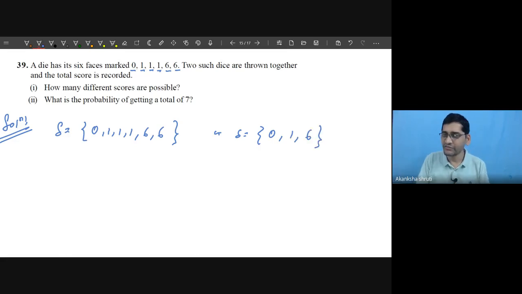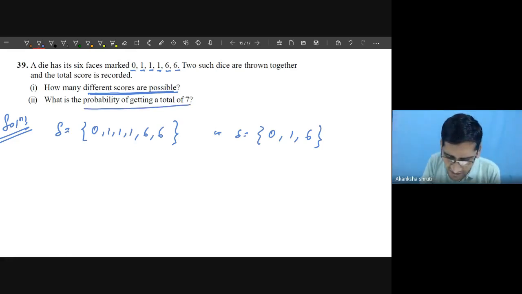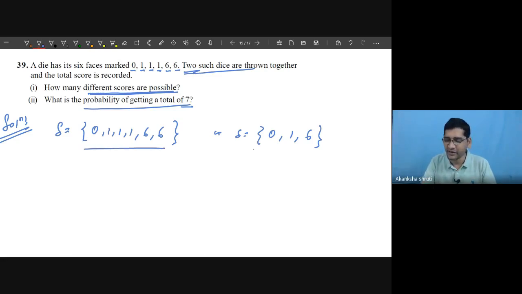Yes, student, tell me which sample space is correct. Then how many different scores are possible? What is the probability of getting a total of 7? A die has 6 faces marked as such, and 2 such dice are thrown. If I want to write the sample space for only one, then whether we shall write it this way or this way? Can you answer? Though this is not in this question, you must know that.